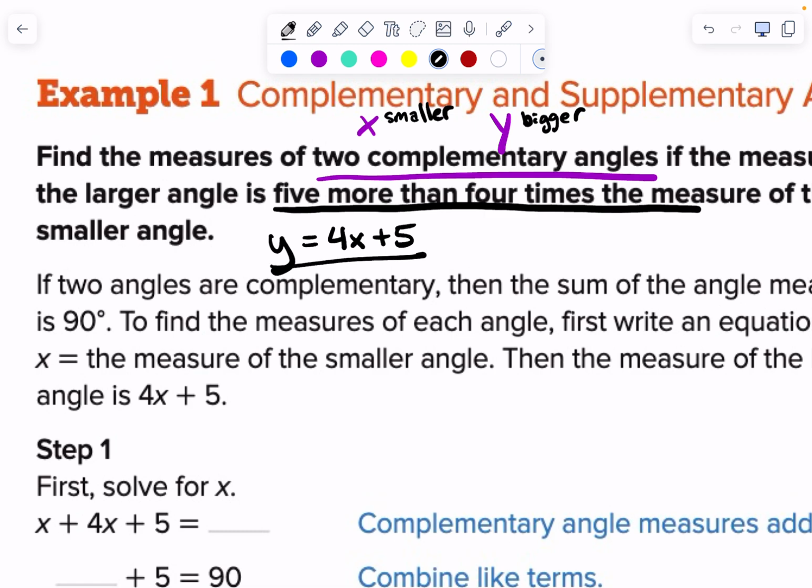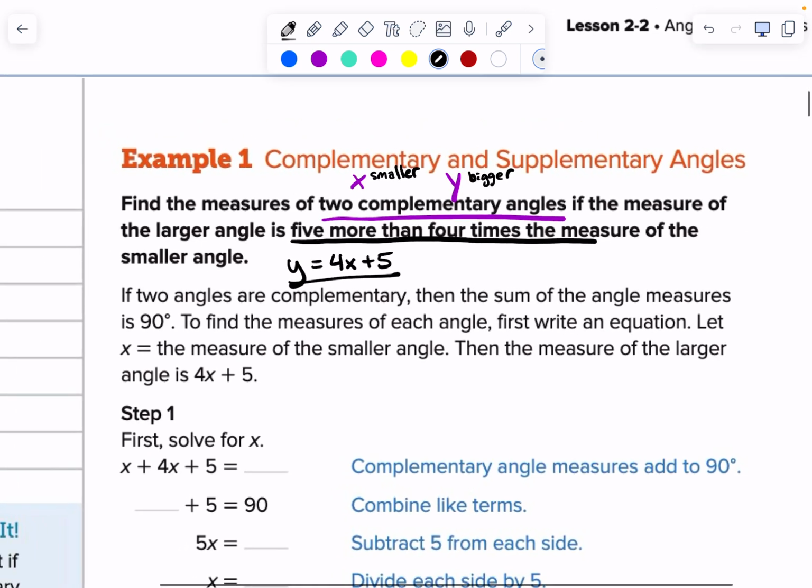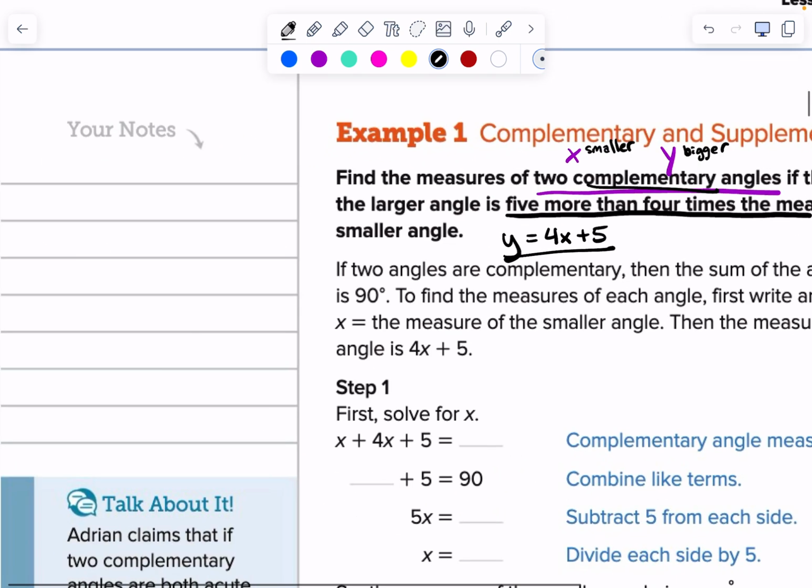Got that? Okay, and we know that they are complementary. So here's my picture. Complementary means 90, right? They add up to be 90, okay? And I'm just going to make it look like that. Do you guys know what this little box in the corner means? It's a right angle, so it's 90, right? Now, these two angles don't have to be touching each other, but they are in my picture, right?